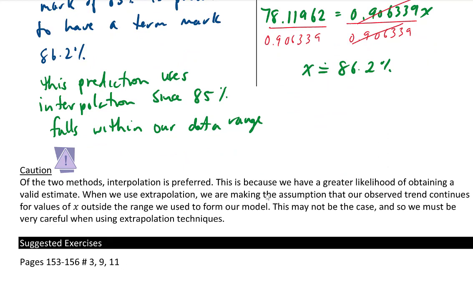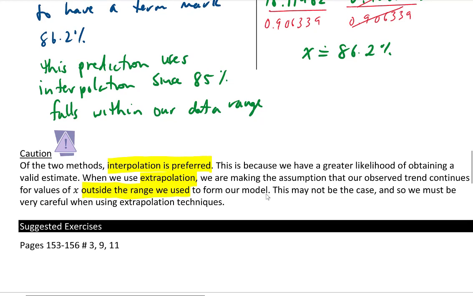Right, so there's a caution here. Of these two methods, interpolation is always preferred. This is because we have a greater likelihood of obtaining a valid estimate. So if you're estimating within your data points, we can say that it is probably true. However, when we use extrapolation, we're making the assumption that our observed trend continues for values outside the range we used, which may not be true. So we just need to be careful when using extrapolation. There are the questions that you can try.